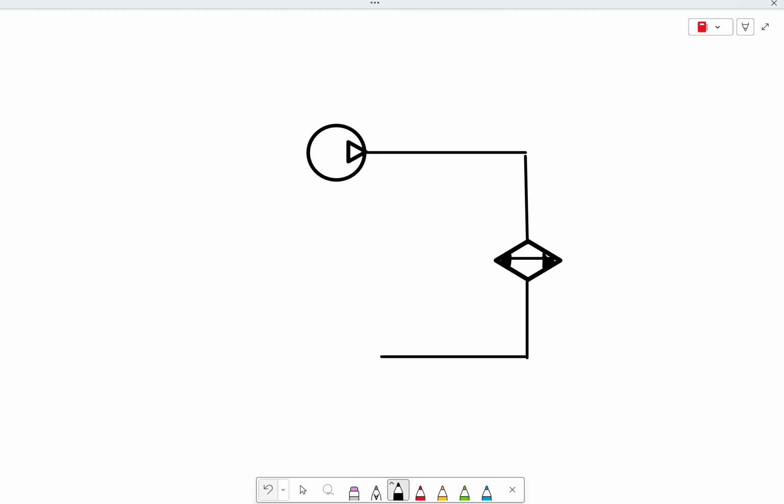Well, there is a restriction in the system. That's your thermal expansion valve, usually. What other type of restrictor do we sometimes use in the system? An orifice tube would be the other option. We're not going to look at that right now. We're going to look at the expansion valve style.